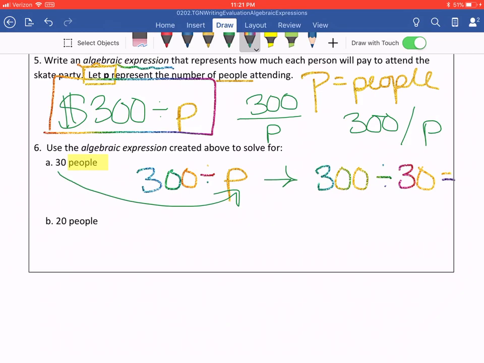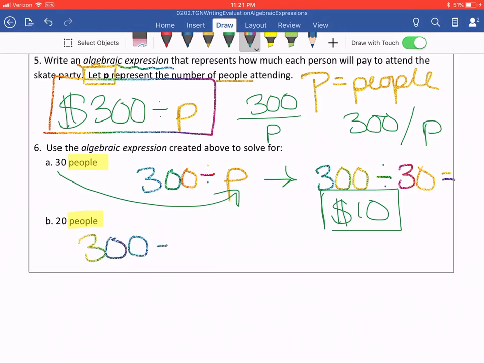I hope that you're able to do this in your head. If you're not, use some long division. Reason out 300 divided by 30. When we take 300 and divide it by 30, we should end up with the value of 10. Those people are spending $10 a piece if 30 of them come to the party. We have our last one, 20 people. You can use that same expression.